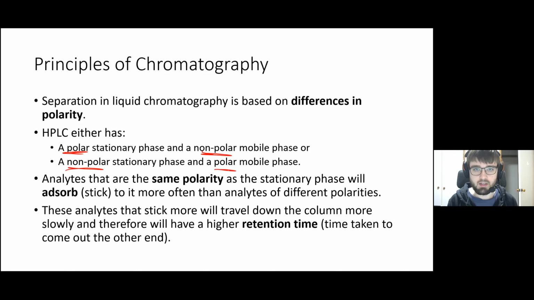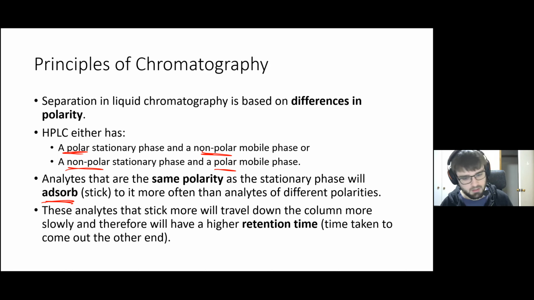So the idea here is that if you have an analyte, something that we're analyzing, i.e. the chemical that we're actually looking at, if you're analyzing wine, then you're probably going to be using ethanol as your analyte because that's what you're trying to measure. If you have an analyte that's the same polarity as the stationary phase, it's going to adsorb, not absorb. Absorb is to go into it. Adsorb is to go onto the surface. It's going to stick to it more often than analytes of different polarities.